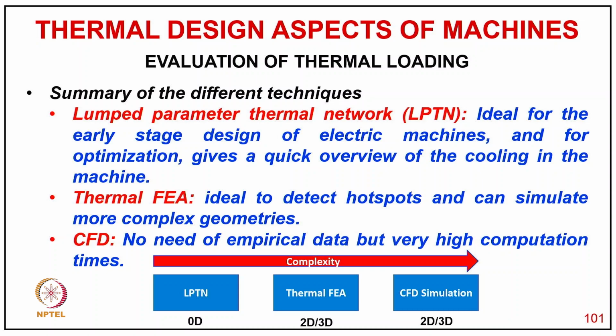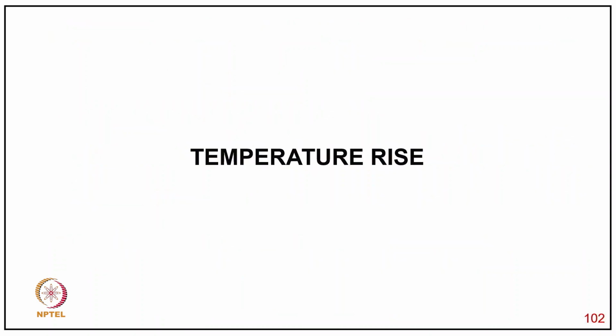And CFD does not need empirical data but requires very high computational time. So you can see how initially we start with the 0D lumped parameter thermal approach, which is normally used for design optimization with, of course, empirical relations. Then for complexity we go to finite element analysis or CFD, typically with a high computational time, like with 2D and 3D.